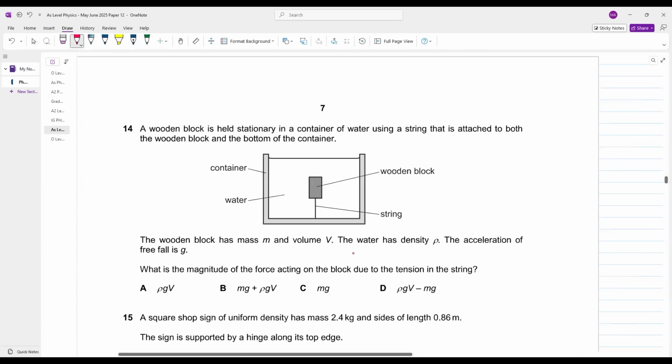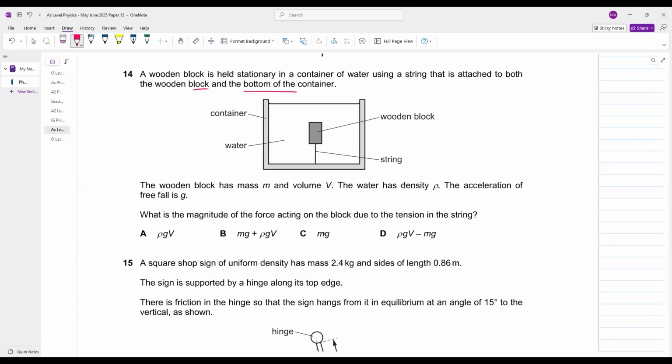Okay. A wooden block is held stationary in a container of water using a string that is attached both to the wooden block and the bottom of the container. ठीक है, string है जो कि wooden block से attached है और bottom of the container से भी attached है. The wooden block has a mass of m, volume of v. The water has a density of rho.